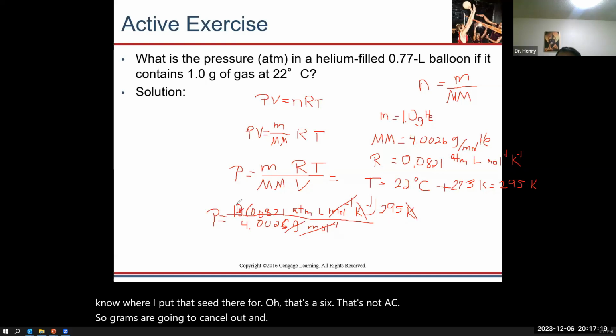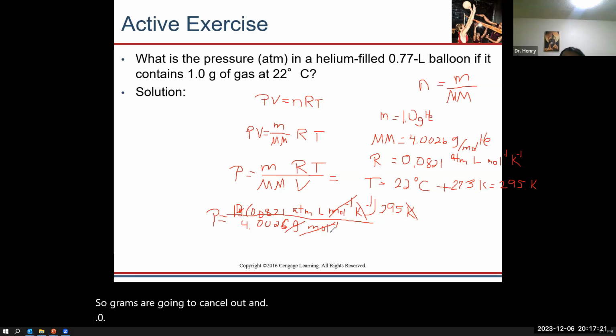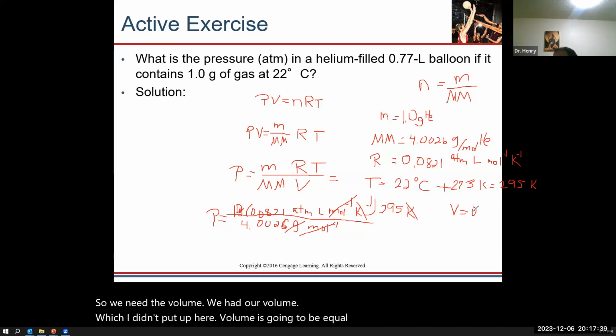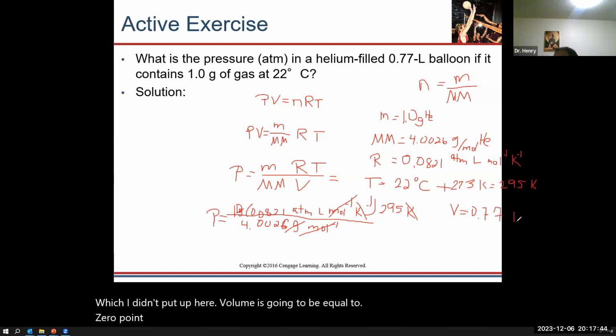Sorry. As I said, my brain isn't functioning appropriately. So we need the volume. We had our volume, which I didn't put up here. Volume is going to be equal to 0.77 liters.